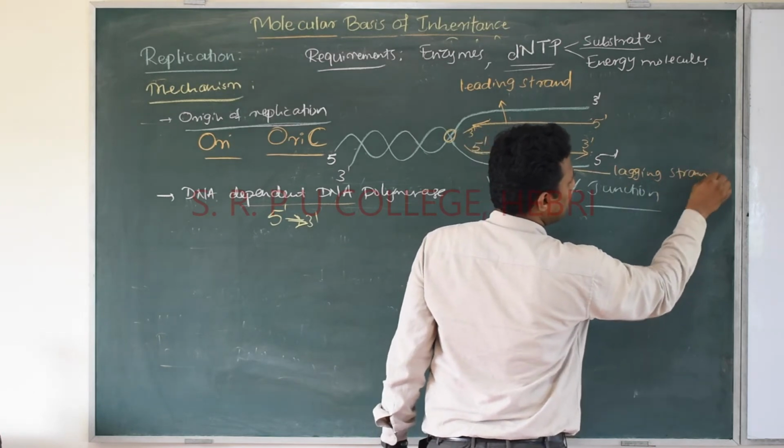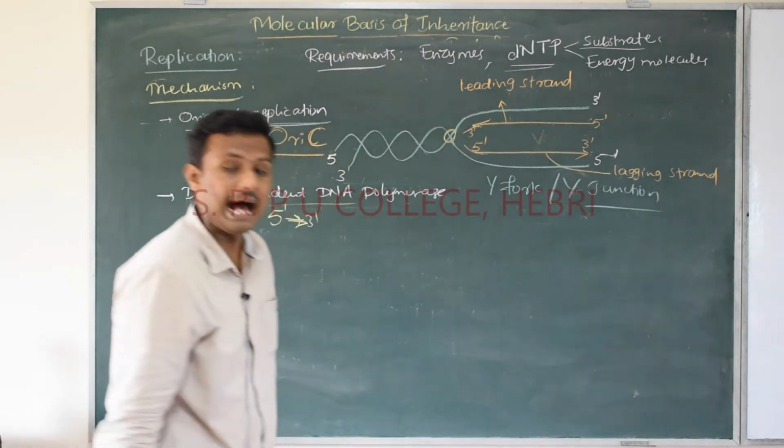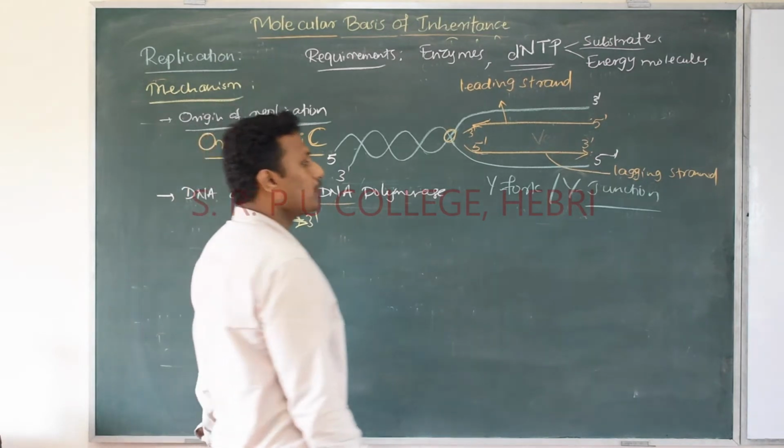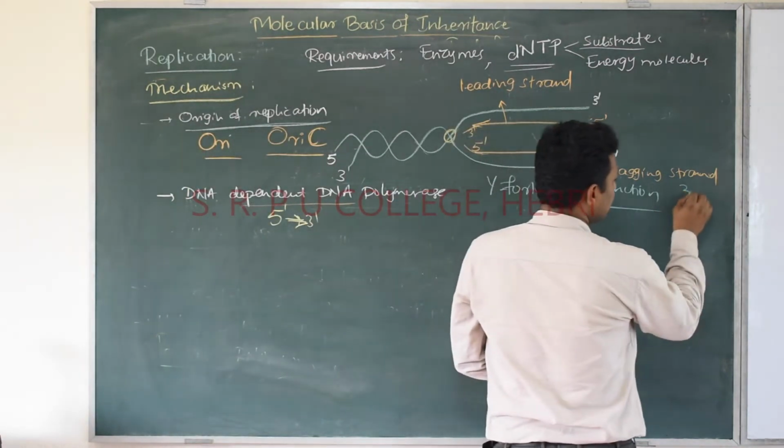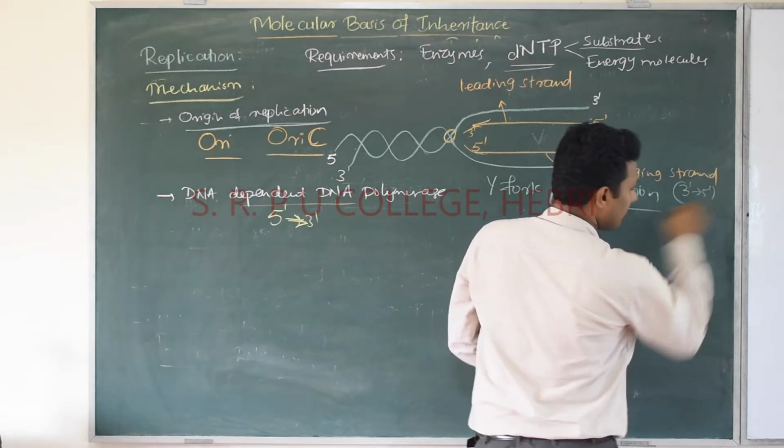Lagging strand anta kariteve. Okay, see, lagging strand is always produced on the template strand which is having 3 prime to 5 prime direction. Yes or no?